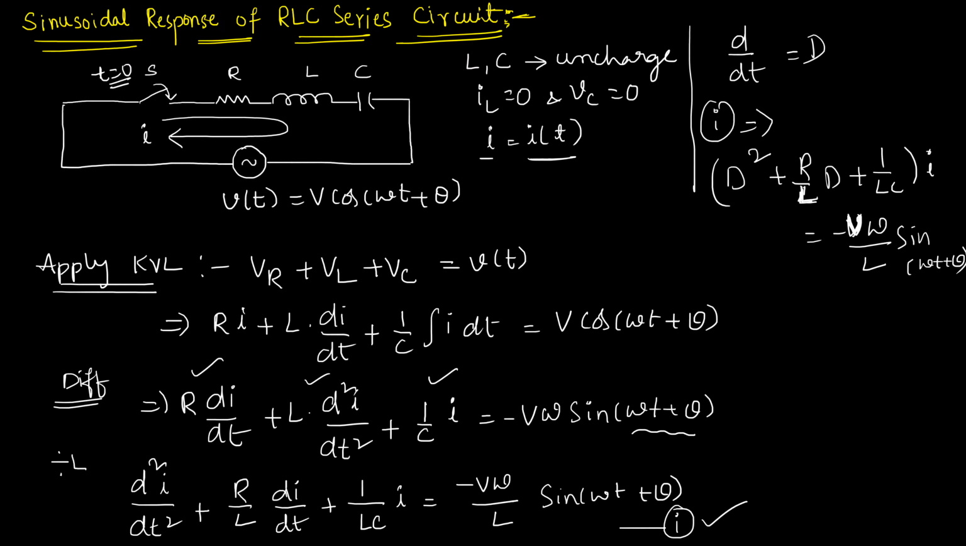Now let us see what the solution of this particular equation is. Obviously, it is the current I. The solution for the current I will have two parts. The first part is the complementary function and the second part is the particular solution. First I'm doing the particular solution, later we'll come to the complementary function.